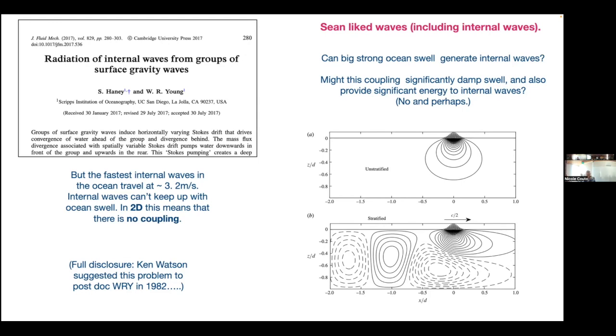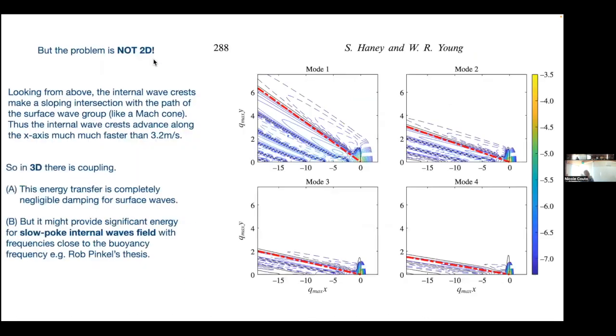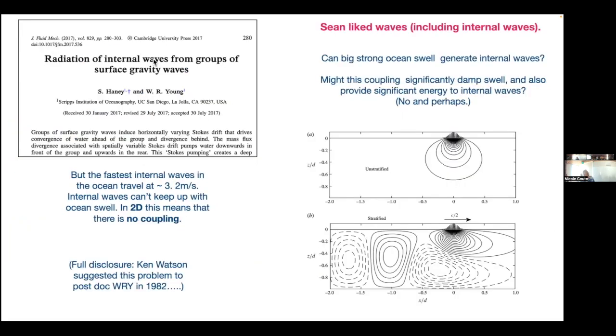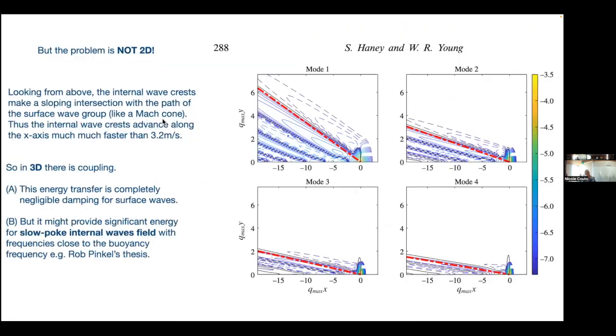Wrong button? Okay. But of course, the problem isn't 2D, and this is what I did with Sean. We looked at the full effect of three dimensions, allowing a packet. This is the location of the packet. It's quite small, the packet of surface gravity waves. As it travels across the ocean, it leaves a pattern of internal waves behind it, which is a little bit like a Mach cone, if you're thinking of sound.